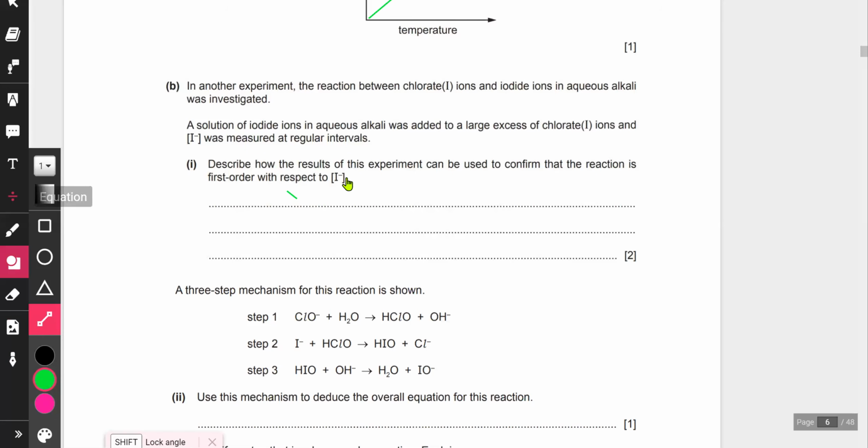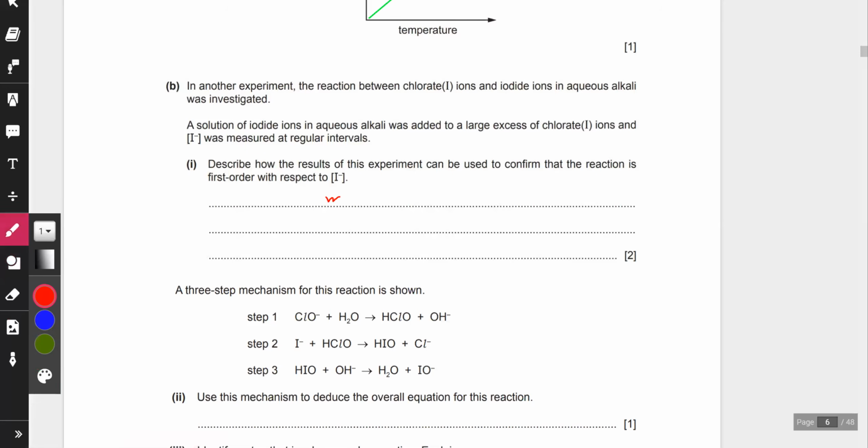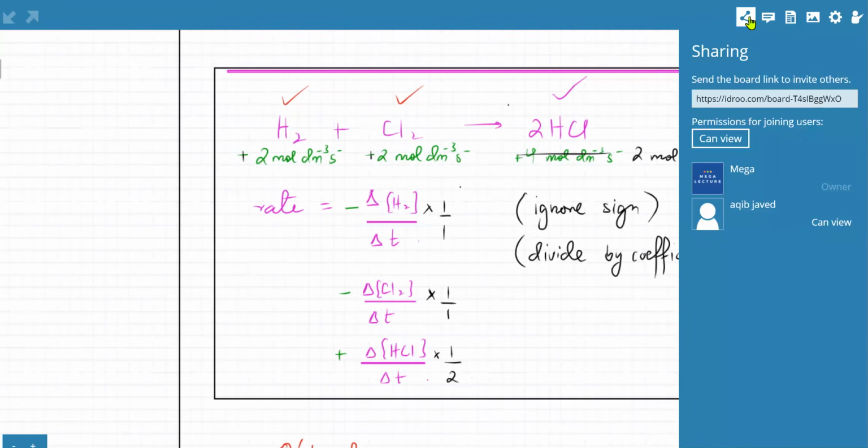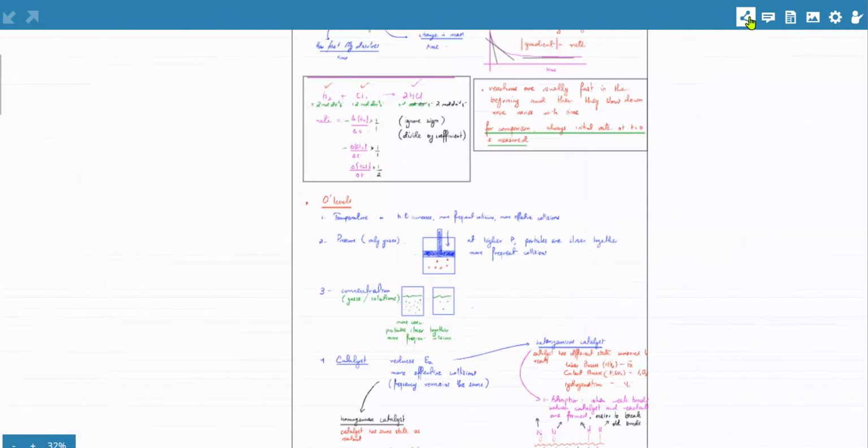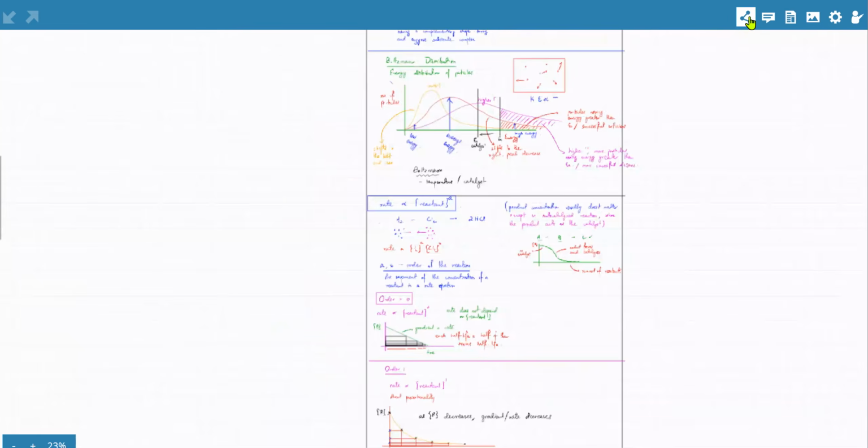So once again, you measure the half-life, and what half-life should you get? Like half of the previous one. In first order, the half-life is constant. You get a constant half-life. I mean, this is first order. Let's wait for this to open. So where was the half-life thing? Probably after this one.